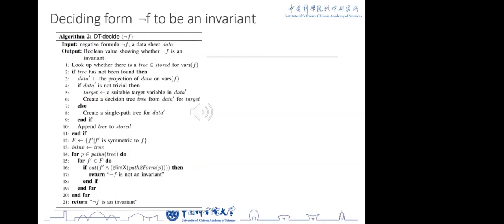In order to verify that a formula in the form of negation f is an invariant of the protocol instance, we call algorithm 2, and we construct a decision tree to decide it. We only select the subtable data 0, which contains just columns covering variables of f, and use it to create the decision tree, see line 3. For each path, we transform the path into a formula, and conjunct it with any symmetry form of f. If it is satisfied, then a counterexample is found.